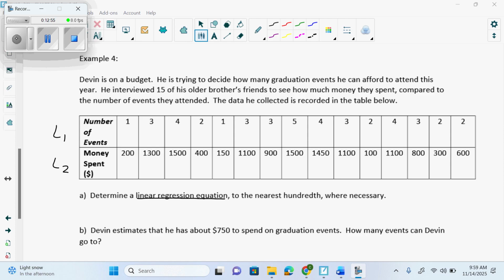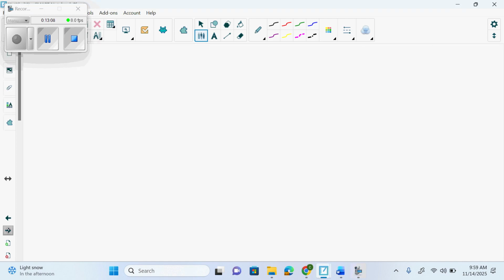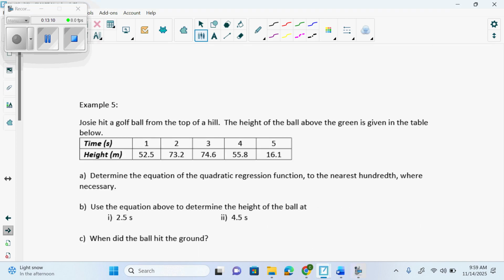Y equals, you should have 404.891303x minus 300.36231188. Yeah? Okay. Next one. This one is a quadratic. So what's going to change? We're going to pick number 5, not 4. Right? We're going to pick quadratic regression, which is number 5.